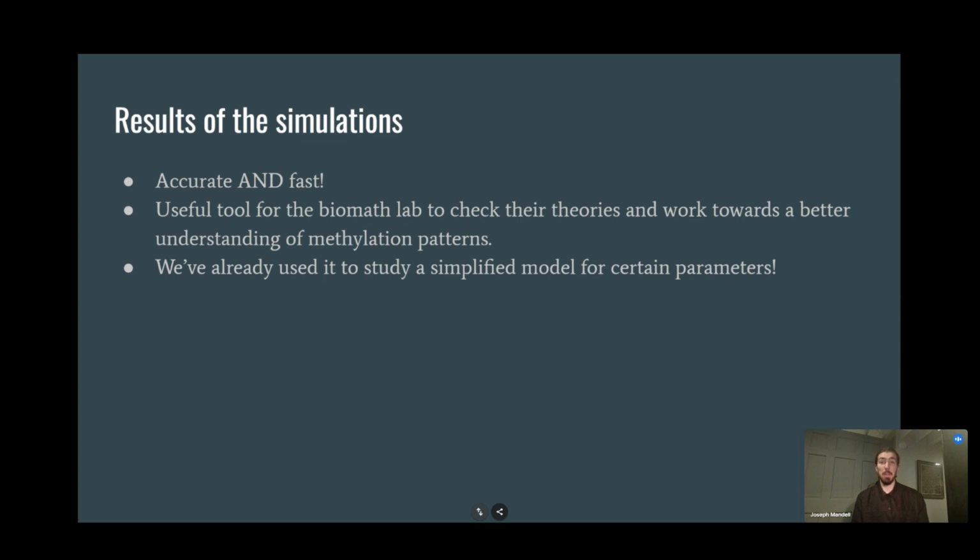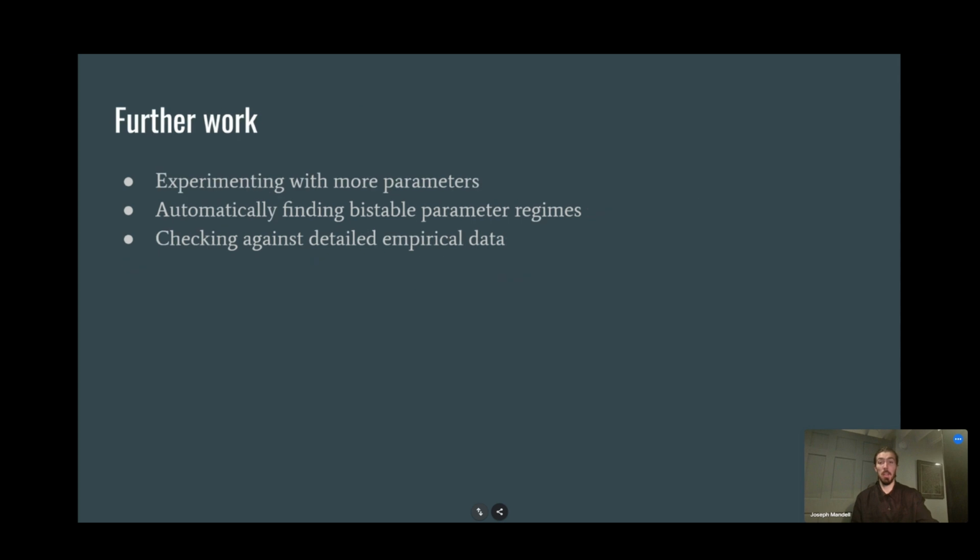Our simulation accurately modeled the detailed system, and it was fast enough that researchers will be able to use it to test their theories within minutes. This means that the biomath lab will have a useful tool to check their theories and work towards a better understanding of methylation patterns. And in fact, we've already used this simulation to study a simplified model for certain parameters, so we already know that it works.